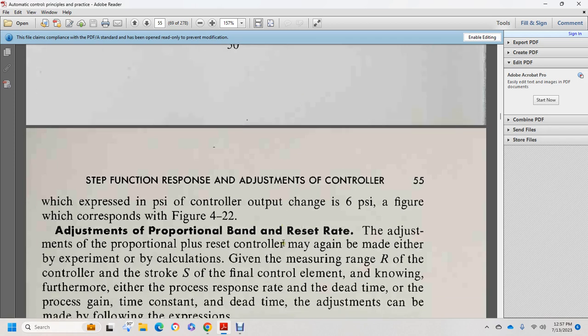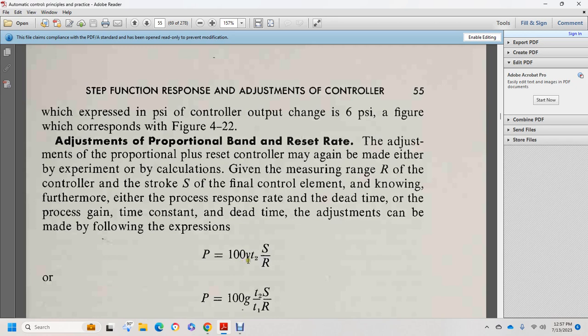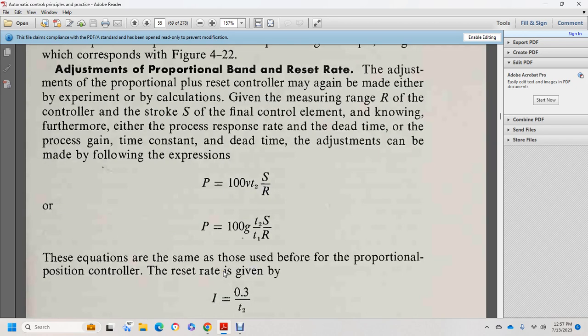Adjustment of the proportional band and reset rate of the proportional plus reset control can be made by experiment or calculation, given the measuring range R over the control stroke S for the final control element, noting further either the process response rate with dead time or the process gain of time constant with dead time. The adjustment can be made with the following expression: proportional band equal to 100 times the V times I, I forget what V was.